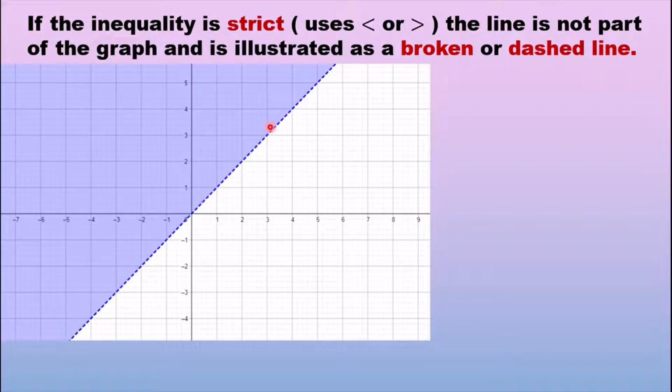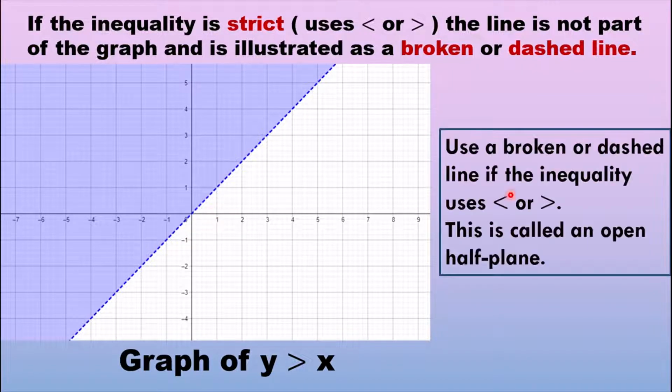Okay, for example, ito yung graph ng ating inequality na strict inequality. So, automatic, pag ito yung graph natin, yung ating inequality symbol ay is less than or is greater than. Okay, so, this is the graph of y is greater than x. So, yung ating inequality symbol is greater than. So, broken or dash line yung ating boundary line. Okay, so use a broken or dashed line if the inequality uses is less than or is greater than. So this is called an open half plane.